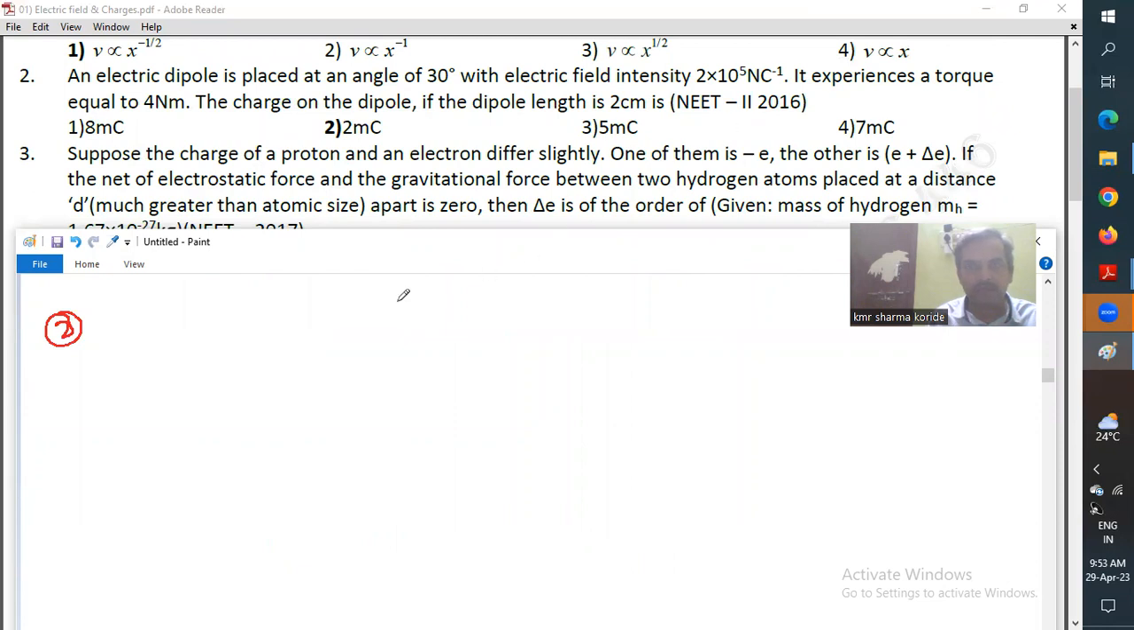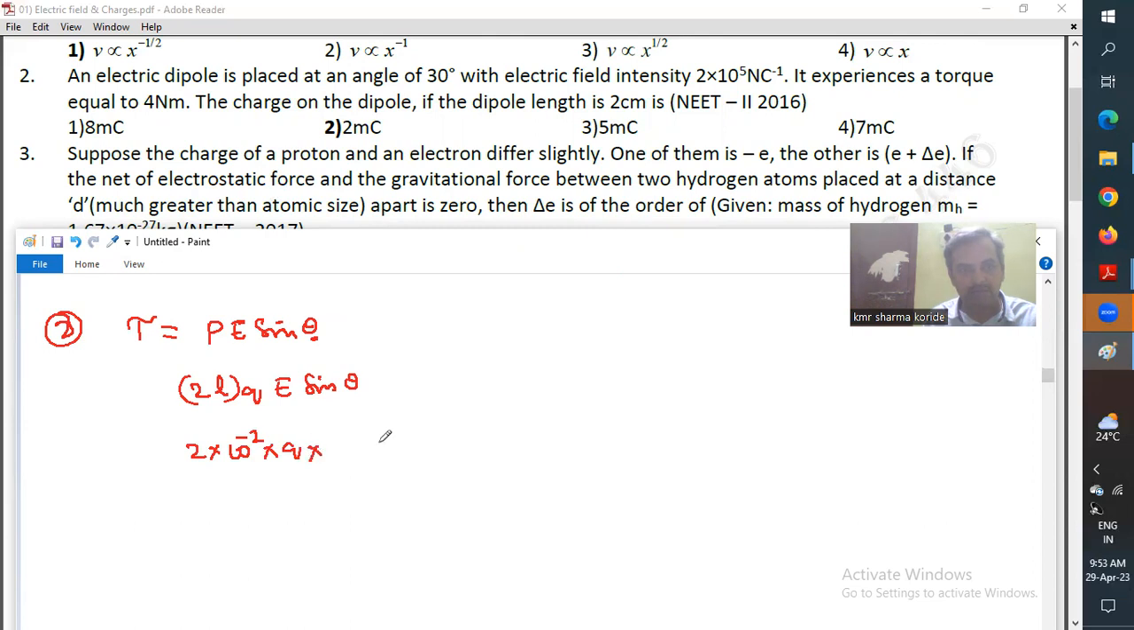This is also given in 2016 but phase 2. An electric dipole is placed at an angle 30 degrees with the electric field of intensity 2 into 10 to the power of 5 Newton per Coulomb. It experiences a torque equal to 4 Newton meter. Find the charge when the dipole length is 2 centimeters. So get back directly to the formula. Torque is equal to dipole moment times electric field intensity with sin theta, where theta is the angle between dipole moment and electric field. So you have to write 2L with the charge with E sin theta. The 2L is mentioned as 2 centimeters, make it into meters, 10 to the power of -2.